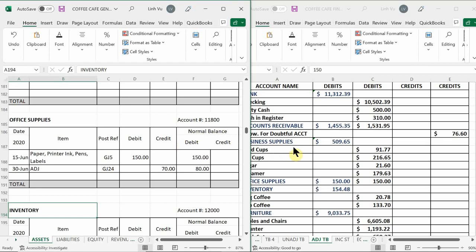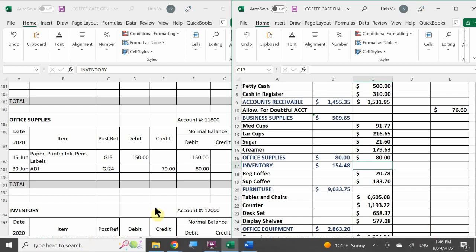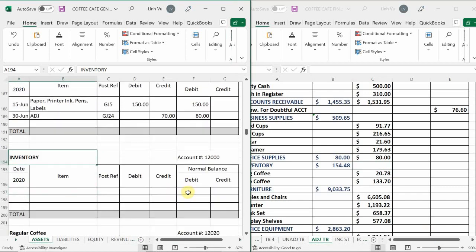Office supplies. Yes, I ended up adjusting it. I no longer have 150. I have only 80 remaining. Okay? So in this case, let's see what's next.